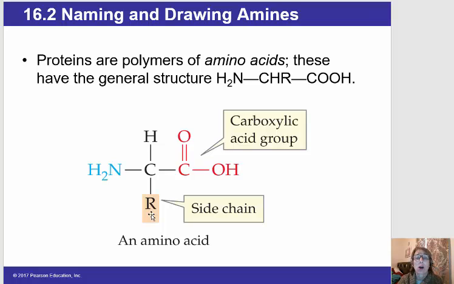And we can see that as long as that R group is not a hydrogen, then this is a chiral carbon.